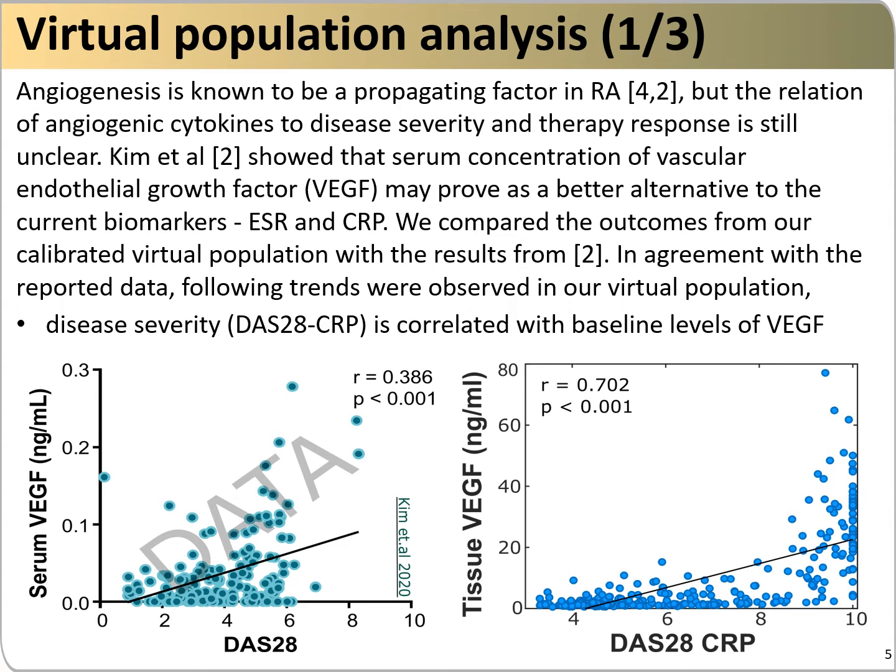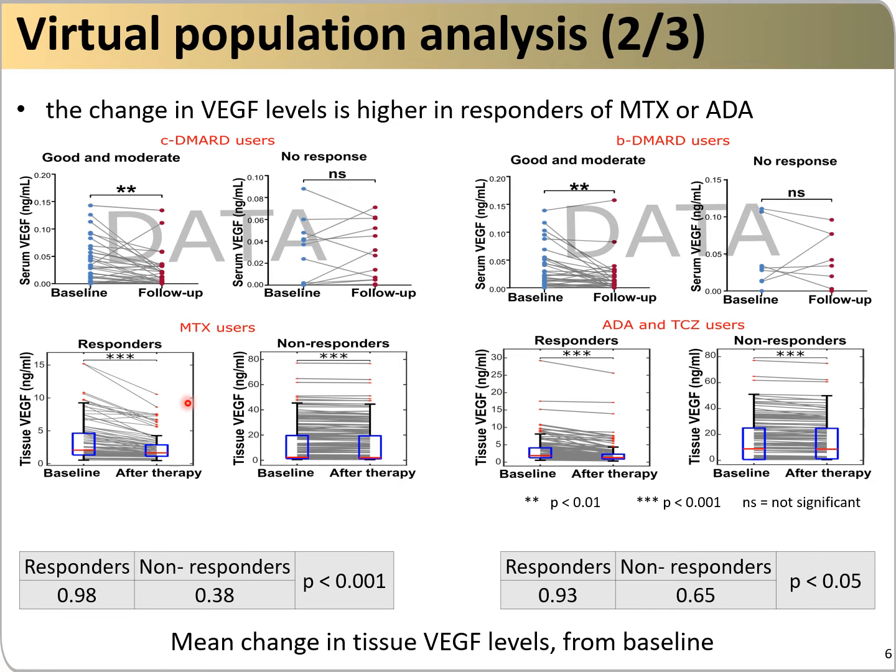Following are some of the key results. Disease severity score correlates with baseline levels of tissue VEGF with a correlation coefficient of 0.7 and p-value less than 0.001. This is in agreement to what is reported in the data. Secondly, the responders to methotrexate, adalimumab, and tocilizumab show a higher drop in VEGF concentration compared to the non-responders. As evident from the tables below, the mean change in the VEGF levels in the responder category is significantly higher compared to the non-responder category.